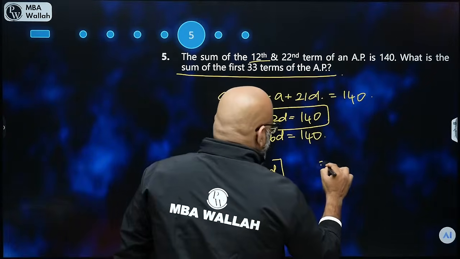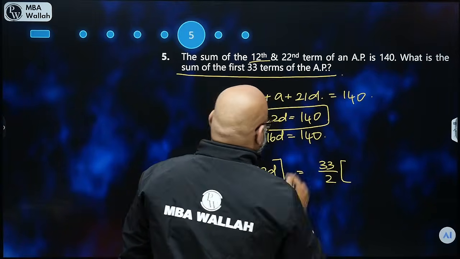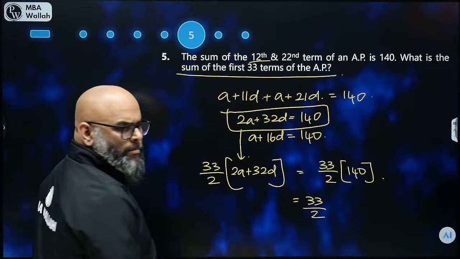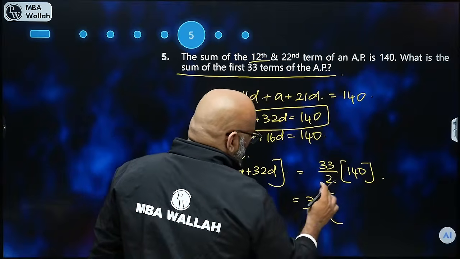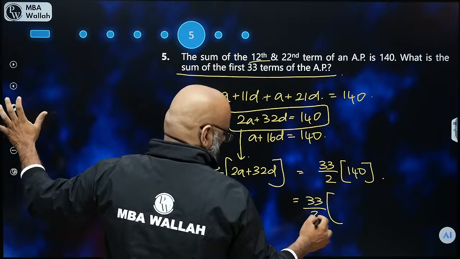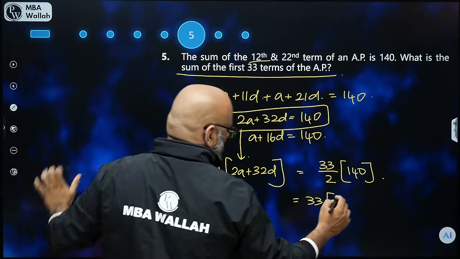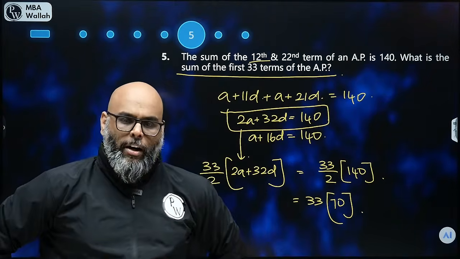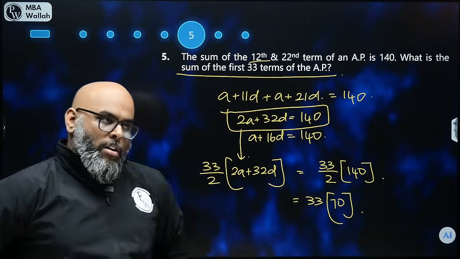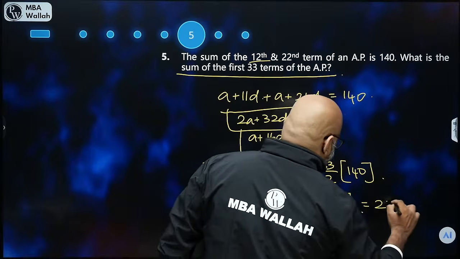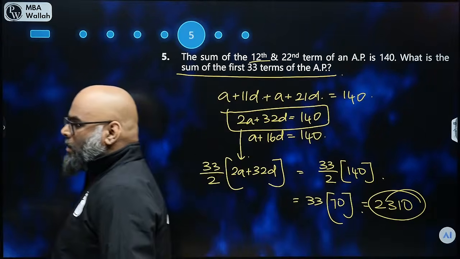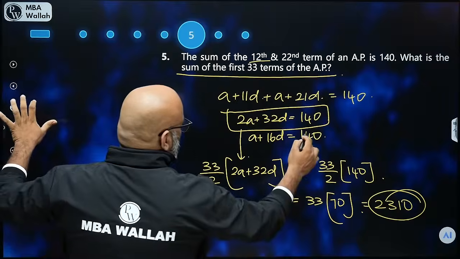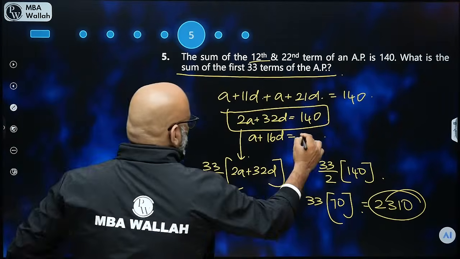So what will you get? 33 by 2 into 140, or you will have 33 into 70. 33 into 70 is 2100 plus another 210. 2100 plus 210 is 2310, and that is our total. A plus 16d is 70. Sorry.